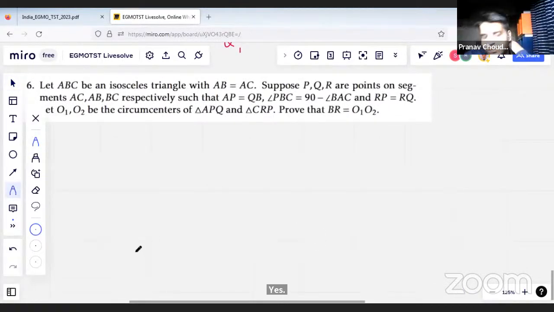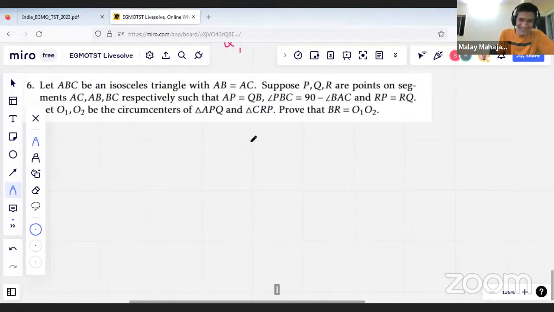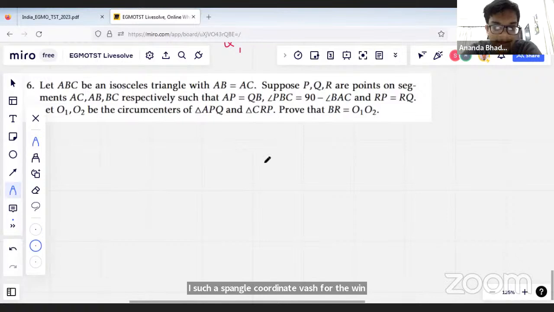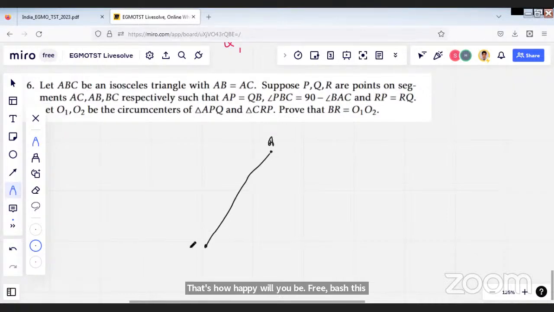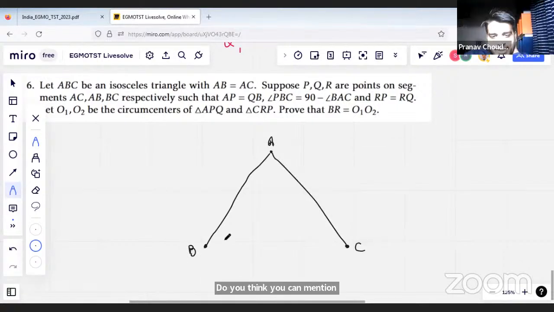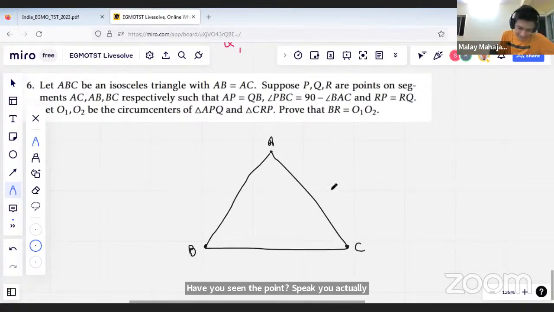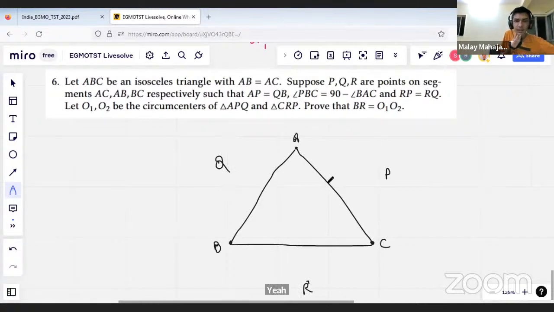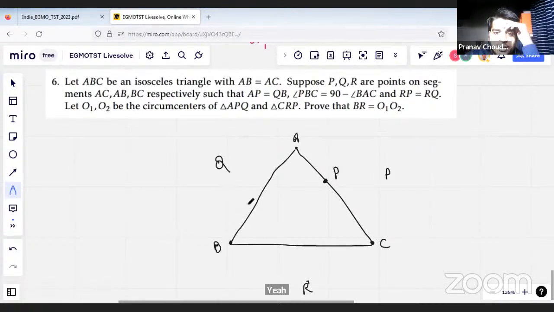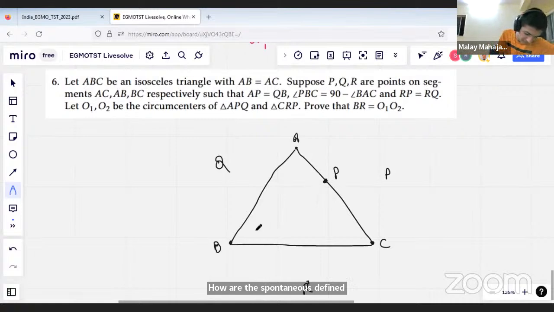Isosceles triangle, coordinate bash for the win. I thought, how happy will you be if we bash this? You think you can bash it? Have you seen the points P, Q, R? No, not yet. What? How are these points even defined? Okay. Oh, because it's 19. Okay, right.